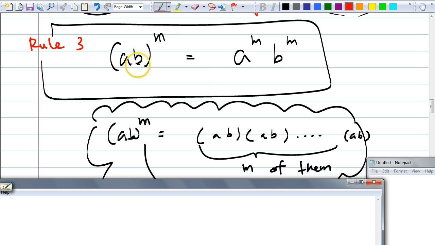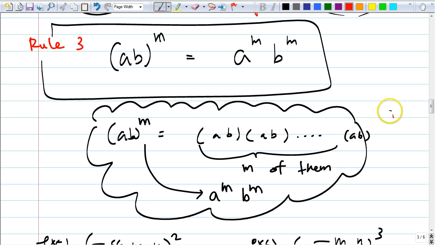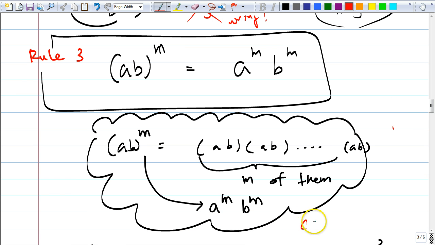Can I have more than 2 factors inside? Could I have 3 factors? What if I had abc to the n power? What are you going to get? A to the n, b to the n, and c to the n. Okay, so if I have abc to the n power, you don't just have to have 2, right? You get what? A to the n, b to the n, and c to the n. As you can see, I can have as many factors as I want. Does that make sense? Any question?